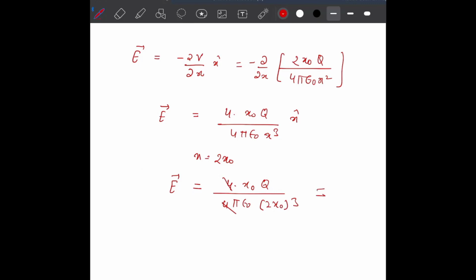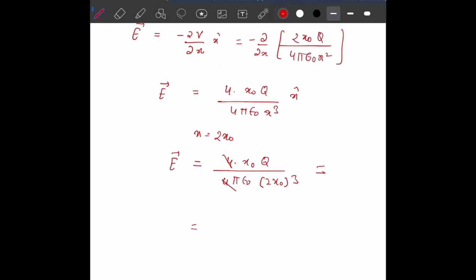This term will cancel out, and this will become Q. x naught will also cancel out. So we get Q over 8 pi epsilon naught x naught square in the x cap direction. So this is our electric field E.